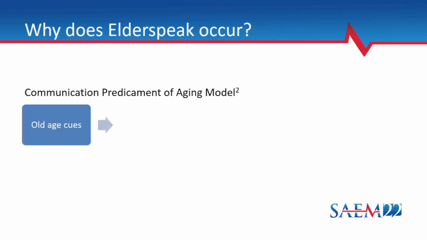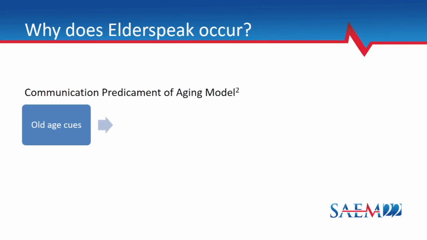So why does it occur? Why do we use Elderspeak? The theory is that it originates in the communication predicament of aging model, and that is rooted in old age cues. So what are old age cues, right? Does the patient have white hair, gray hair? Are they balding, thinning hair, loss of muscle mass? Have you determined that they're frail?